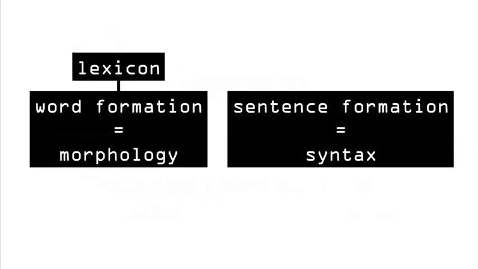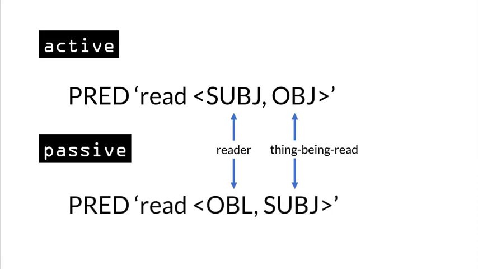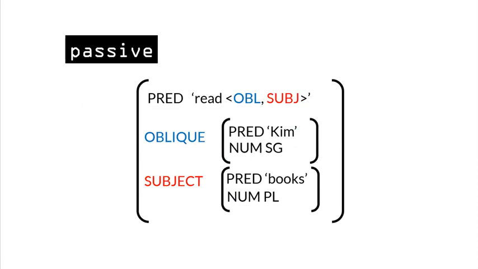In LFG, it is assumed that this alternation is a change to the verb's lexical entry. You may remember from the first video that we are assuming a basic distinction between lexicon and syntax. When this change is made in the lexicon, the result is a different subcategorization frame in the value of pred, one which links the agent or reader to an oblique grammatical relation and the thing being read to a subject. We end up with a functional structure that requires a different set of grammatical relations.